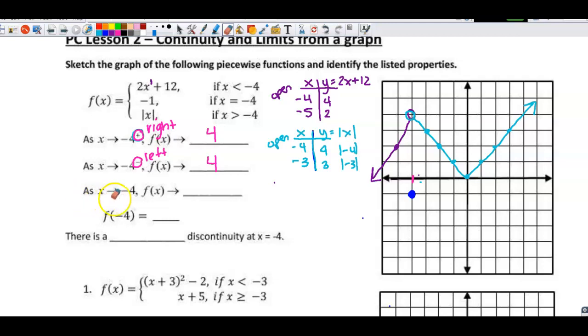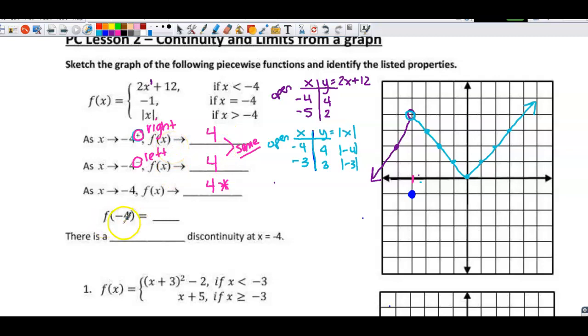The statement is that as x approaches -4, f of x approaches 4. And the only reason it's approaching 4 here is because these two are the same. When you have the same value from the left and the right, then the limit as x approaches -4 is 4 here, because 4 was the answer for the other two sides.